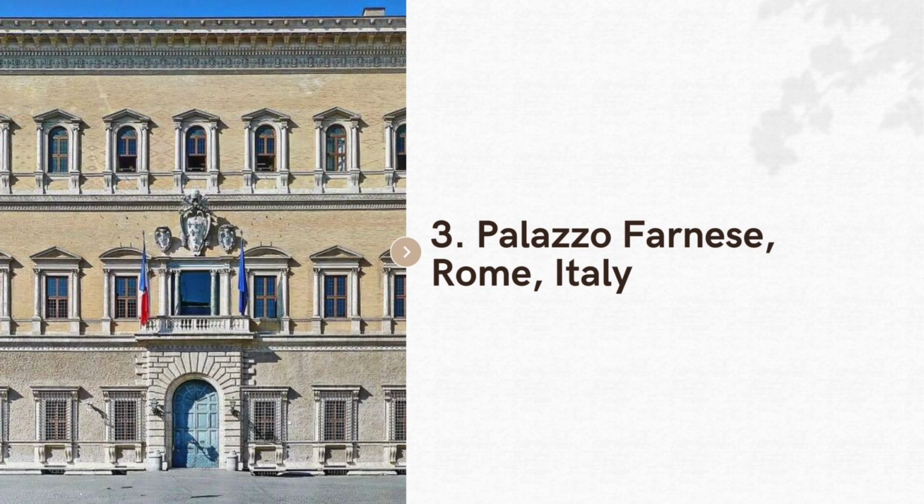Third one is Palazzo Farnese, Rome, Italy. The architects were Antonio and Michelangelo. Features: the Renaissance palace is noted for its harmonious proportions and classical detailing. Michelangelo made significant modifications to the original design, including the facade and overall design.